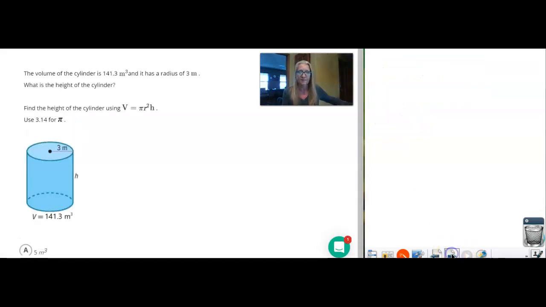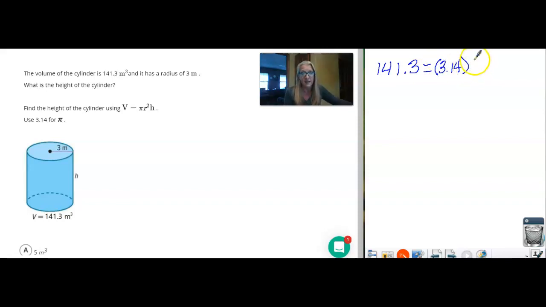Next, the volume of a cylinder. Oh, this is one where they're giving you the volume and asking you to find either the radius or the height. Now, in yesterday's example, I asked you to find the radius. This problem asks you to find the height, okay? Now, they've told us that the volume is 141.3, so we put that where we normally would have put the V in the formula. Let's see, it said to use 3.14 for pi, so we will.